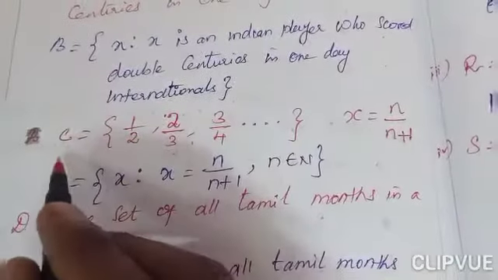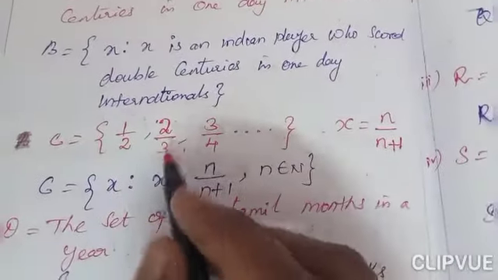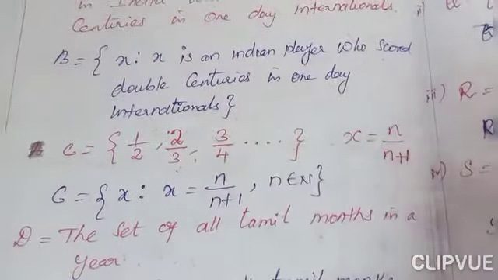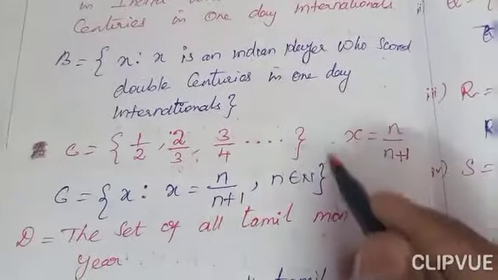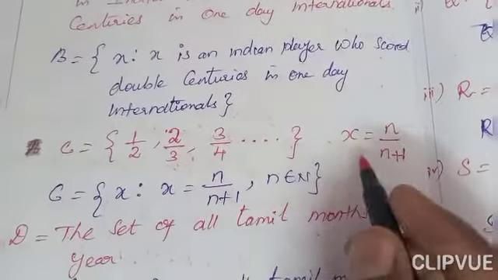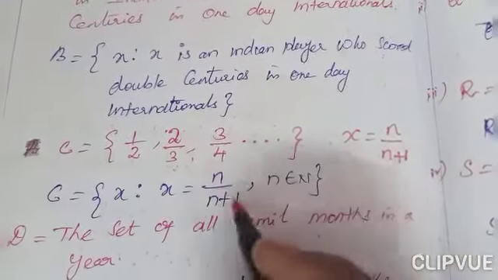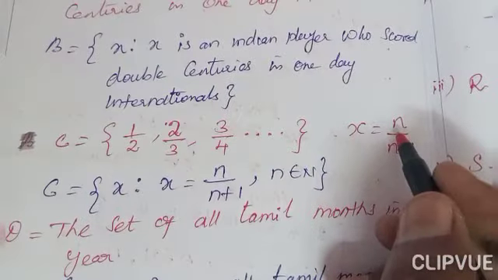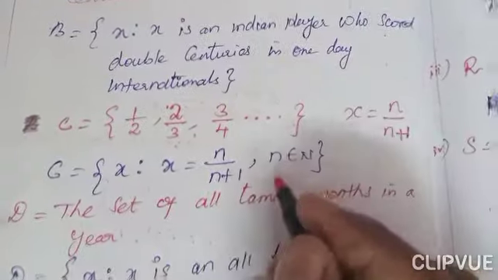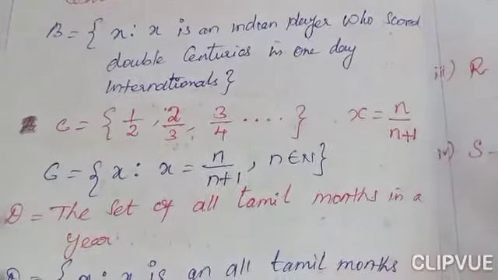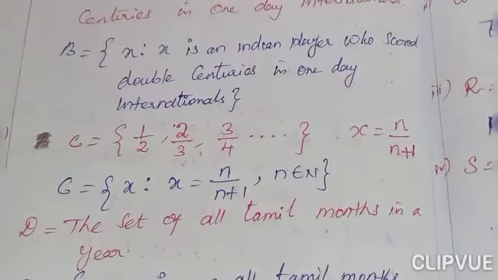Look at the second question. Set C equals 1 by 2, 2 by 3, 3 by 4 and so on. For this we are going to frame one formula: x equals n by n plus 1. So n is a number that belongs to natural numbers. Always the natural numbers begin with 1: 1, 2, 3 and so on it will go.